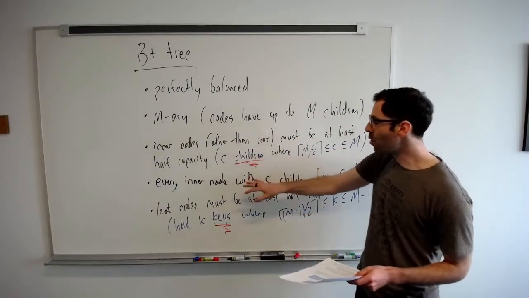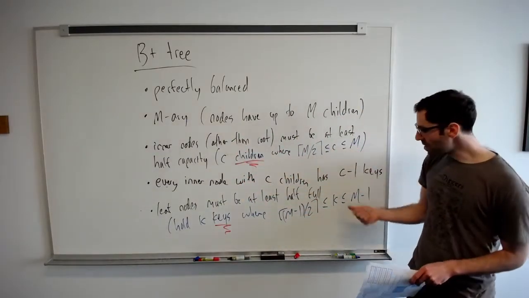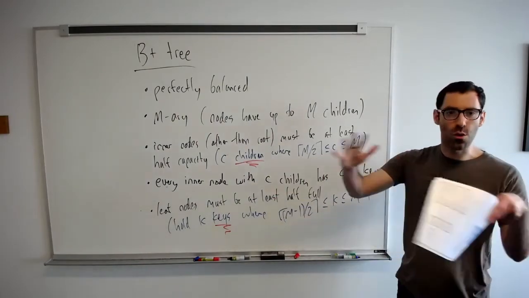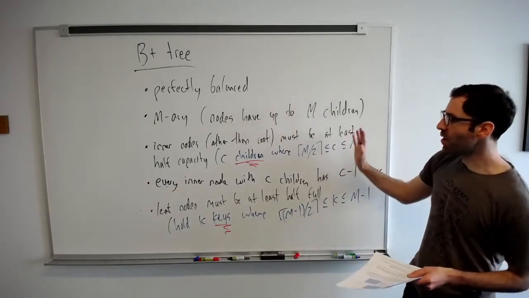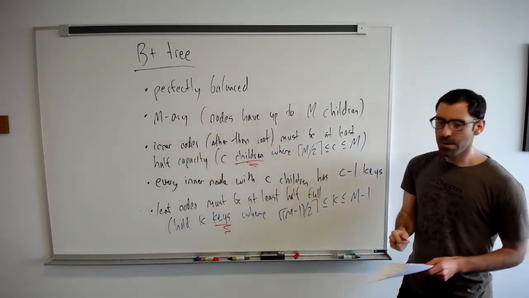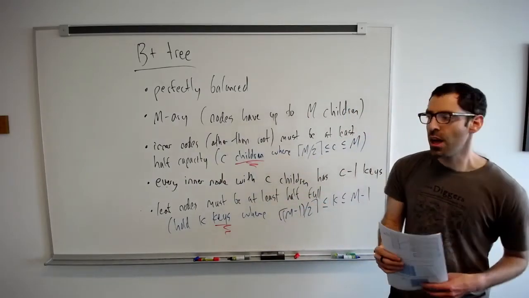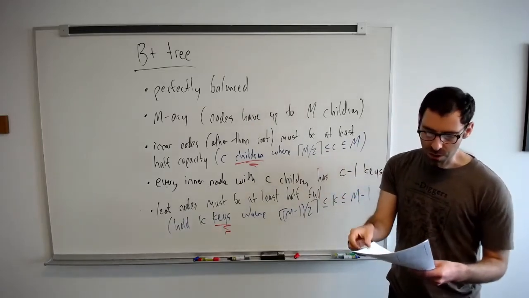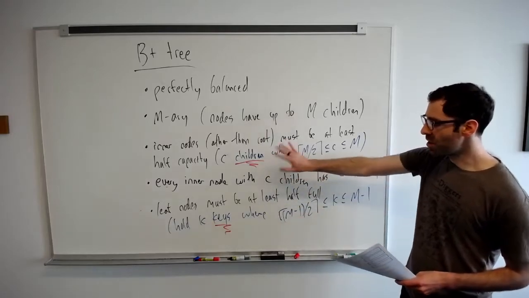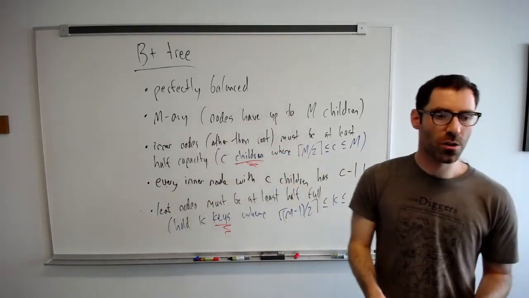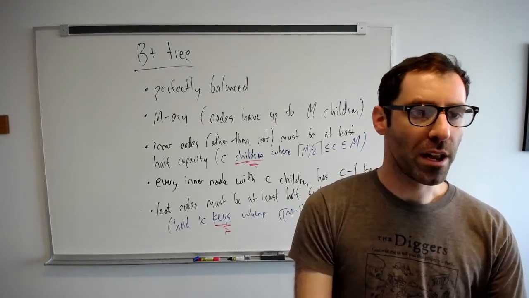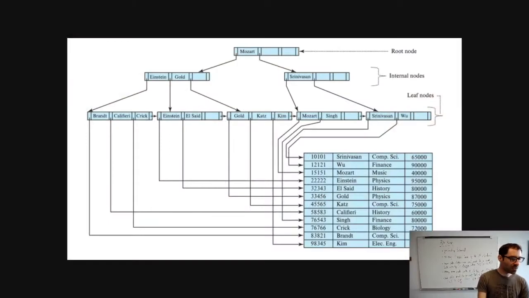That if a node would go over its capacity for children or keys, we're going to grow the tree and split nodes apart. If they fall below their minimum capacity of keys or children, then we're going to start merging nodes together. But I think this is a little abstract, so let's look at a concrete example, and I think that will make it much clearer what these different properties mean.